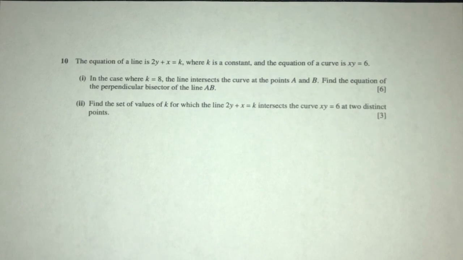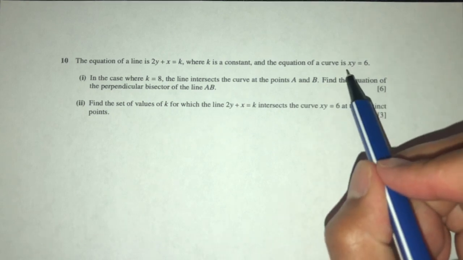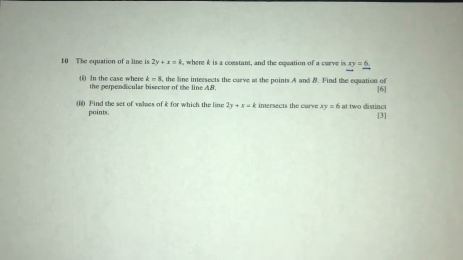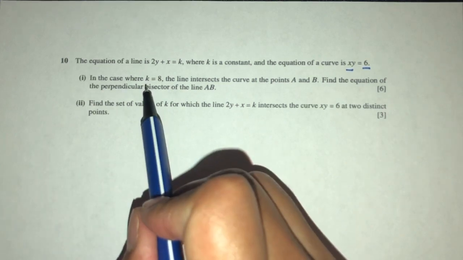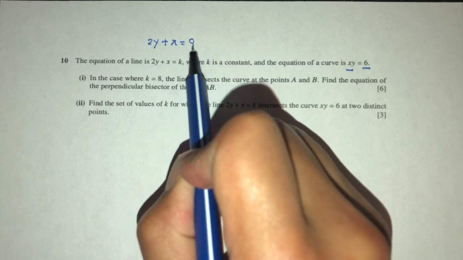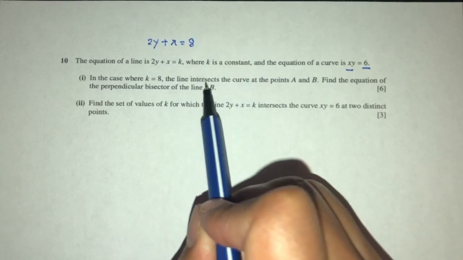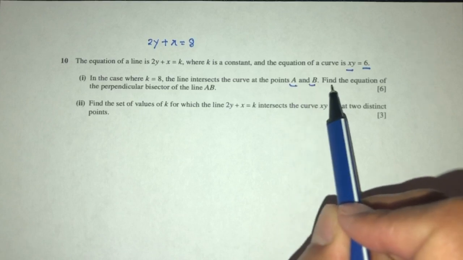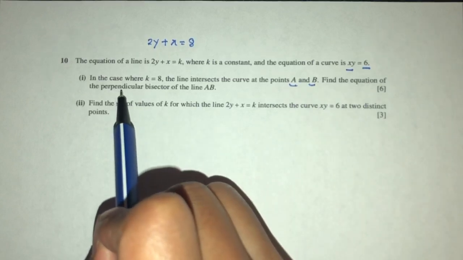The equation of a line is 2y plus x equals k, where k is a constant. Now, the equation of the curve is xy equals 6. So we have 2 equations. Now part 1, in the case where k is equal to 8, so here we have 2y plus x has to be 8. The line intersects the curve at the points A and B. So find the equation of the perpendicular bisector of AB.